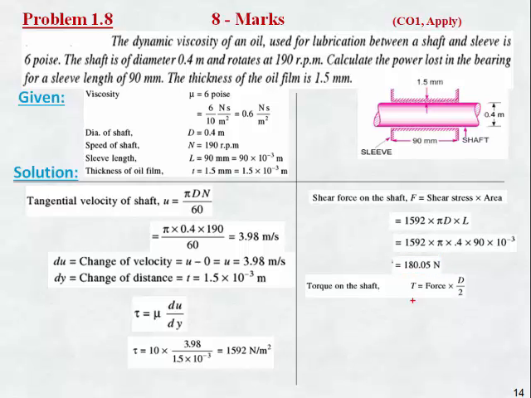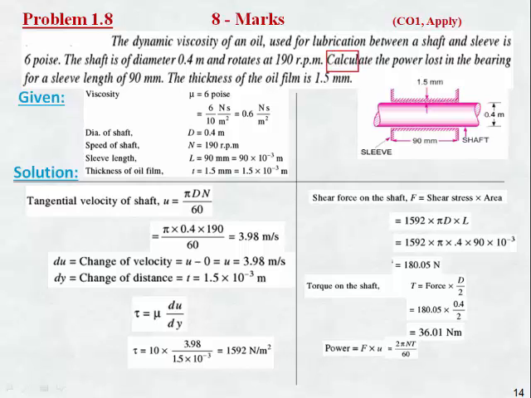Next we have to find the torque, equal to force into diameter divided by 2. We apply the known values, force equal to 180.05 and diameter 0.4. So we find T equal to 36.01 Newton meter.